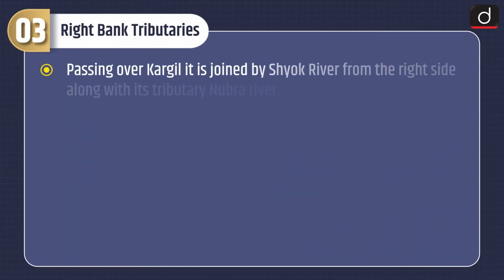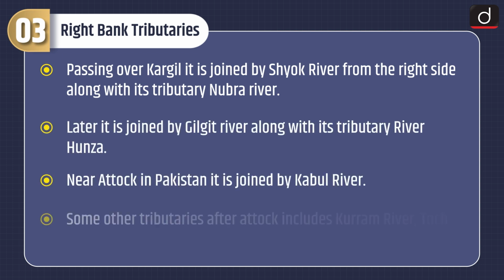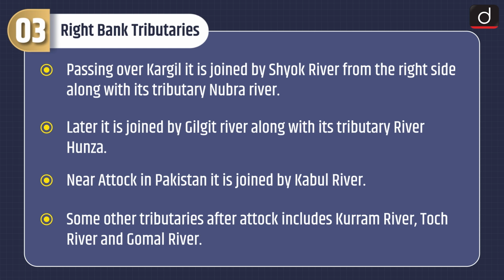Now let's discuss about right bank tributaries. Passing over Kargil, it is joined by Shyok River from the right side along with its tributary Nubra River. Later it is joined by Gilgit River along with its tributary River Hunza. Near Attock in Pakistan, it is joined by Kabul River. Some other tributaries after Attock include Kurram River, Tochi River and Gomal River.